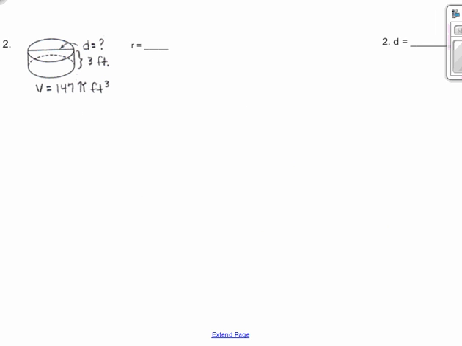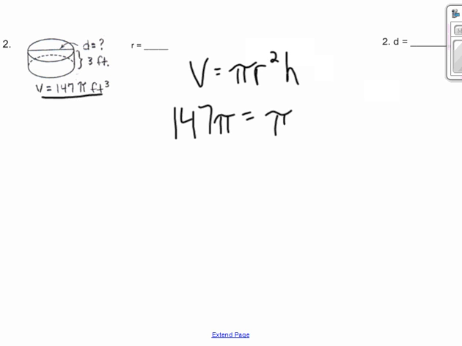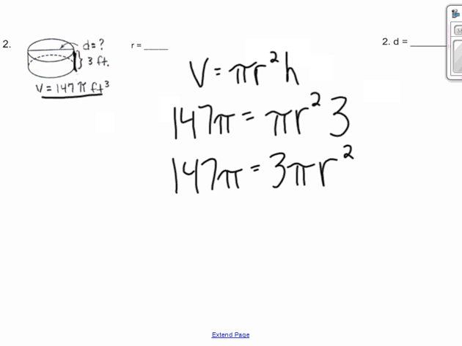Another one with algebra. So they give us the volume. So write down the formula for volume. So I'm going to write 147 pi in for V. I have pi, radius, no, not at all. So I just wrote r squared, and then my height is 3. And again, this bothers me. I like having the 3 and the pi out front before the variable.